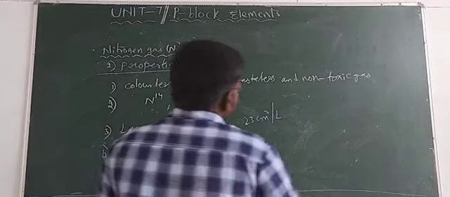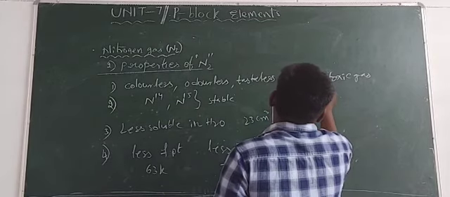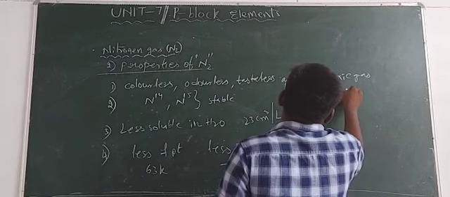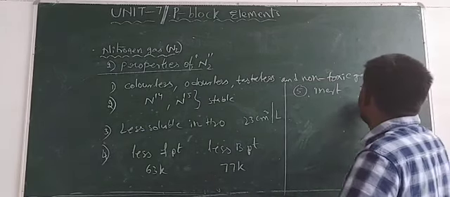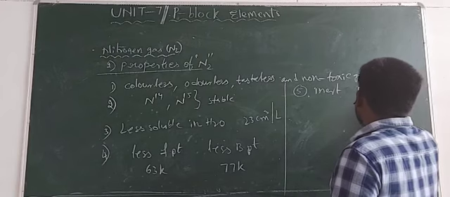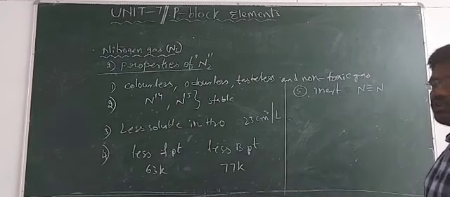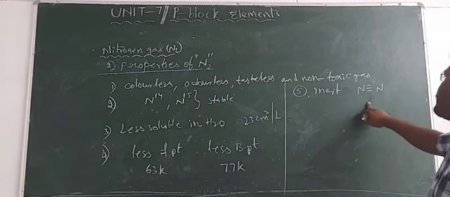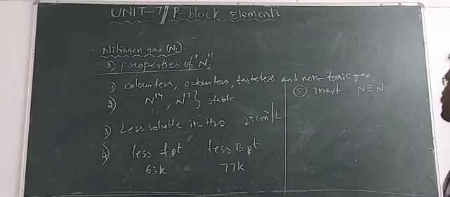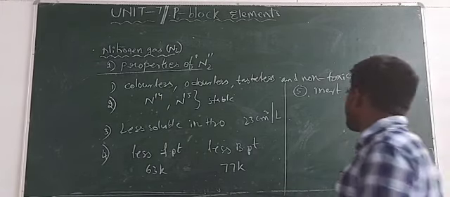And next one, nitrogen is inert in nature. The reason is that there is a triple bond between the two nitrogen atoms in the N2 molecule. So the triple bond has more bond dissociation energy. The breaking of the triple bond is very difficult. That's why this one behaves as an inert material.